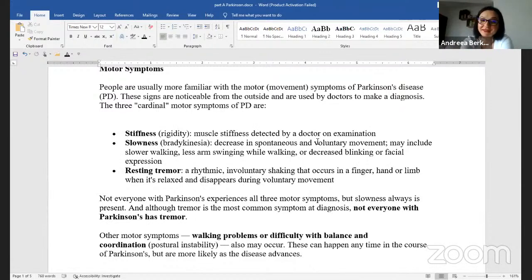Let me know when you found it. Stiffness. Yes. Okay. That's stiffness. Good. So rigidity is another word for stiffness. You see it in between brackets. And if you read a little bit further, you see that it's detected by a doctor on examination. So that's the location of the information of the statement. Would it be text B? You have to write on your answer sheet B.